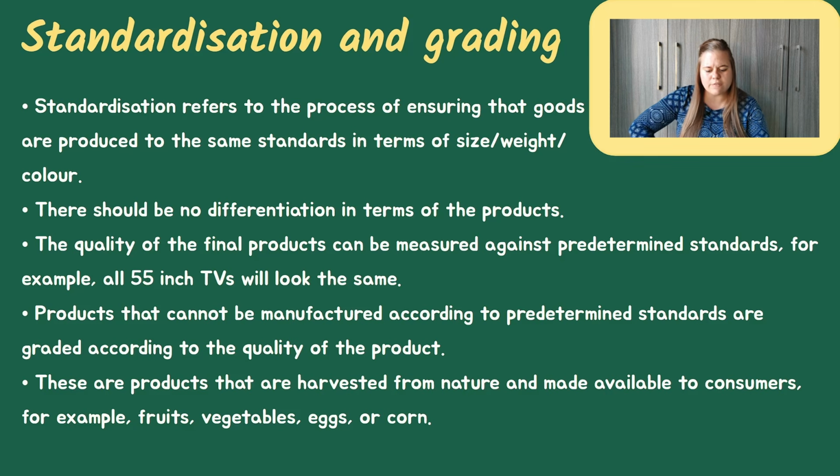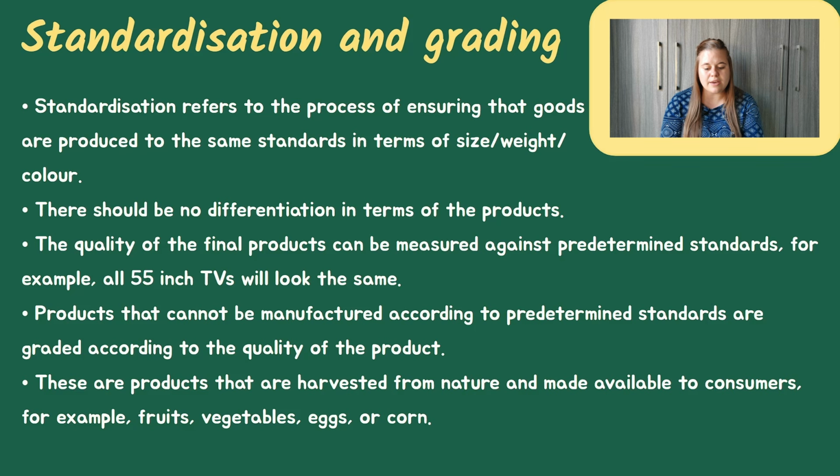There are products that are harvested from nature and made available to customers. These are fruits, vegetables, eggs, and corn. So we cannot produce our products to make them all look the same, correct? If I'm going to have an apple tree, all those apples are going to grow slightly differently. I think you've seen when you bought a bag of apples, yes, you are buying a specific brand, you're buying a specific type of apple, but let's be honest, all the red apples look slightly differently. They're all not bright red because we cannot determine how nature is going to produce it.